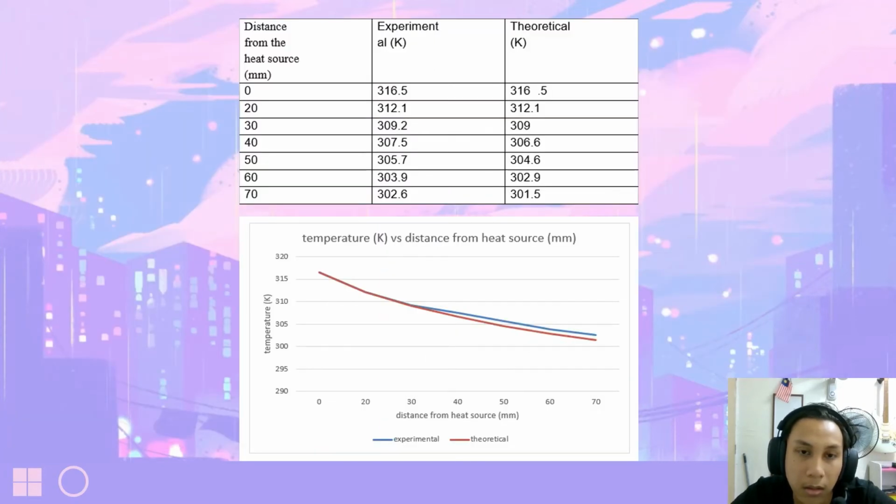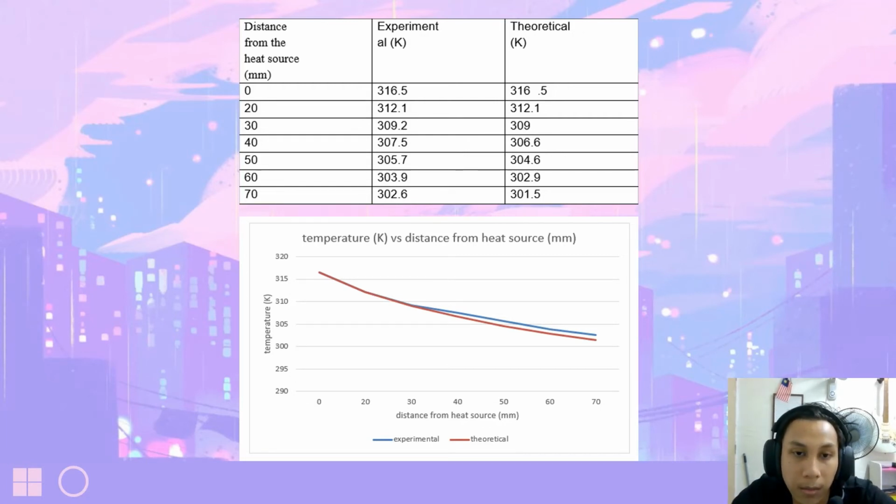Okay, so we compare the experiment and theoretical data. As we can see, for the initial distance we get the same, and next the temperature is slightly different. For example, for the distance of the heat source at 30, in the experiment we get 309.2, but for the theoretical we get 309.